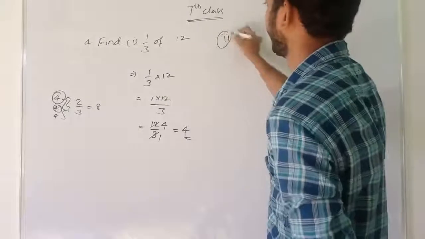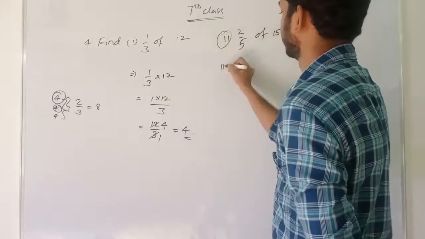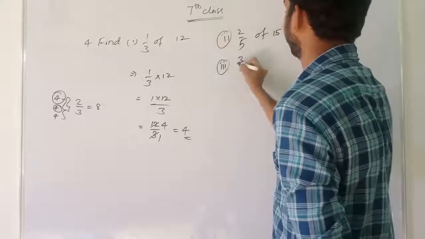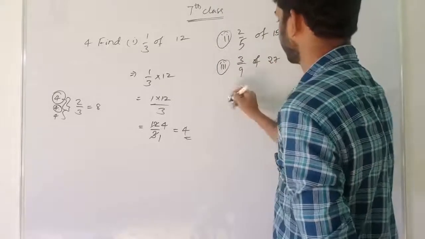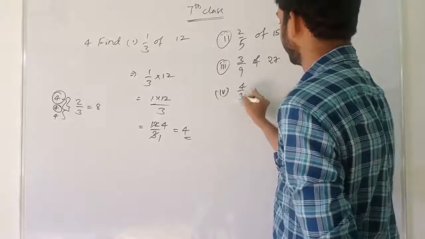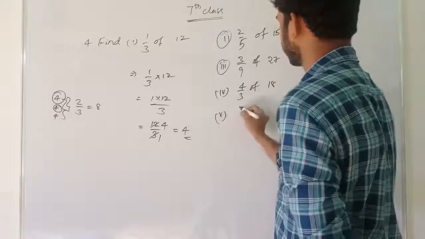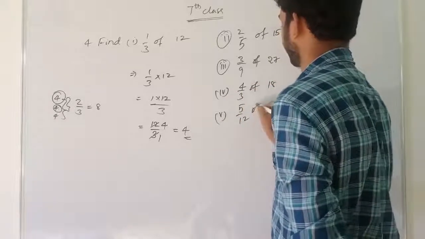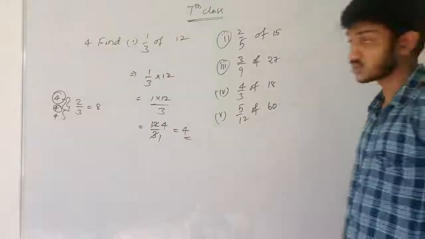This is the homework: 2/5 of 15, 3/9 of 27, 4/3 of 18, and the last one is 5/12 of 16. Do these 4 problems as homework, children.